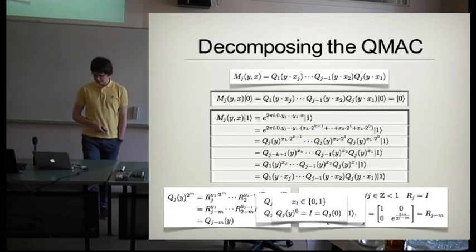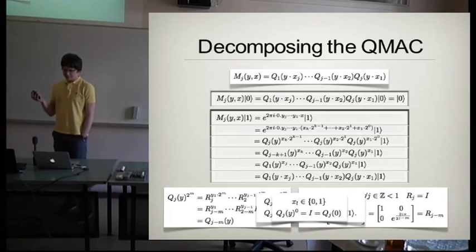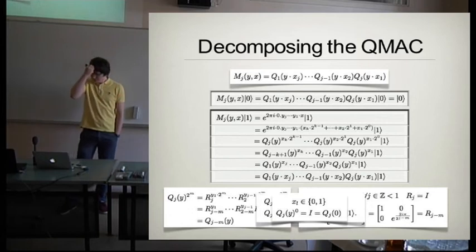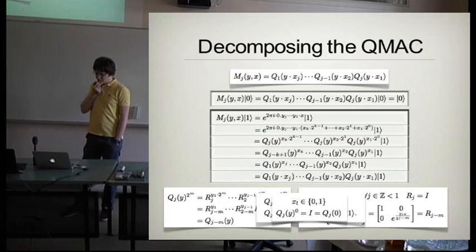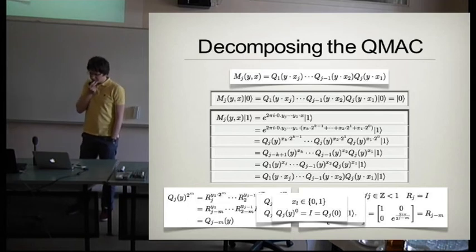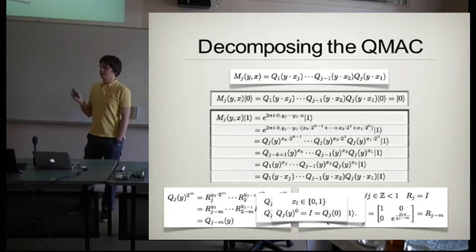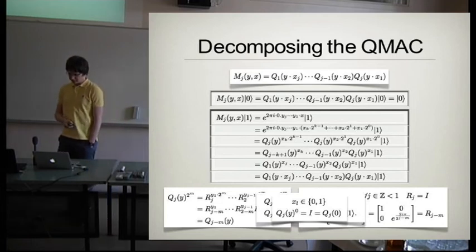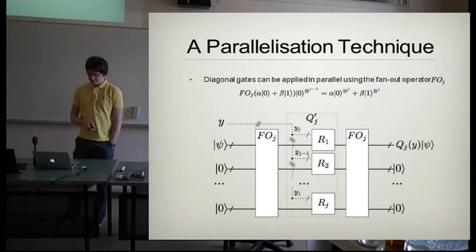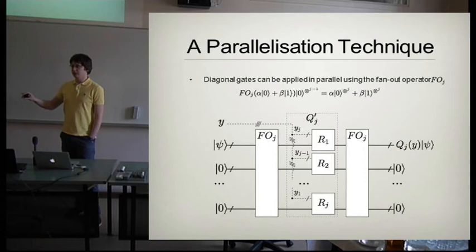And since the bits of X that control it are just classical bits, and since the Q operator with argument 0 is the same as the Q operator to the power of 0, we can just multiply them in the argument. So now that we have the Q operators and the MJ operators independent of both X and Y, we can make them parallel.